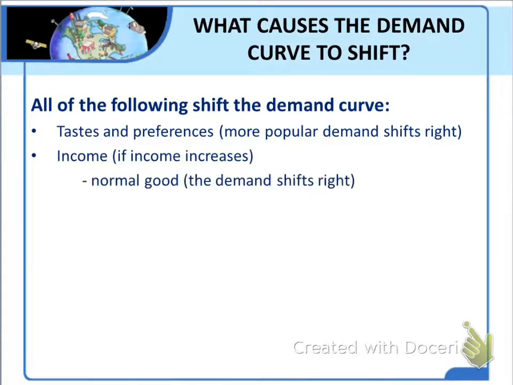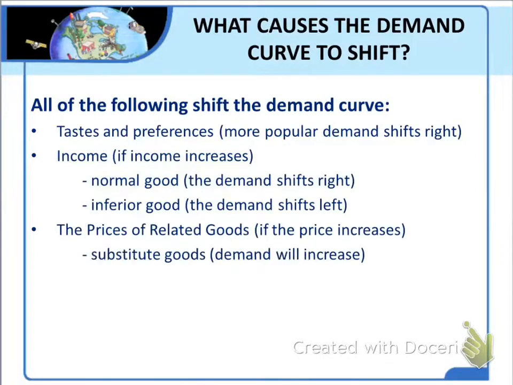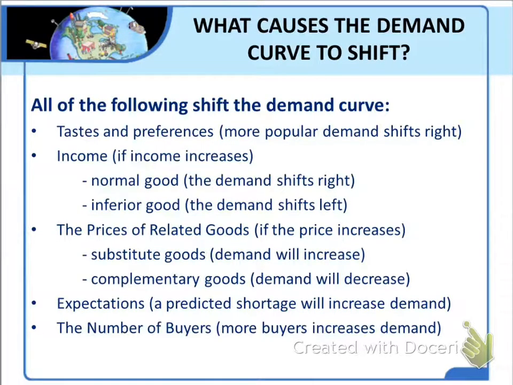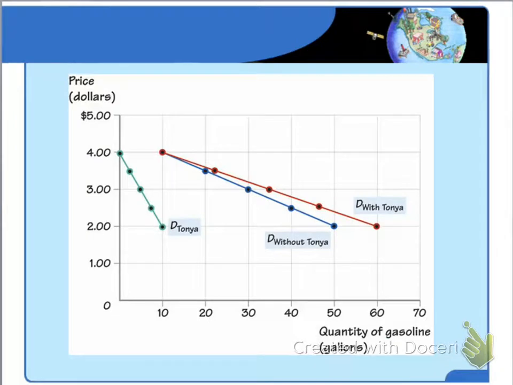The fifth and final factor that can shift a demand curve is the number of buyers in the market. Remember that to draw the market demand curve, we add together the quantities demanded by each of the individual consumers at every price. If the number of consumers in a market increases, say because the population grows, then the market demand curve shifts to the right.